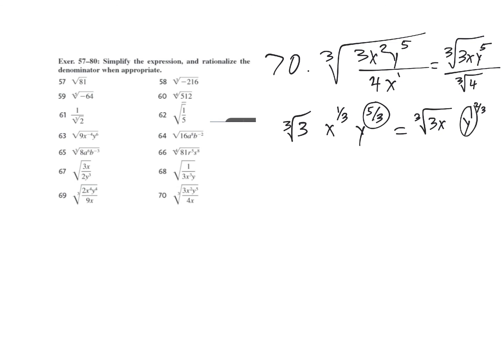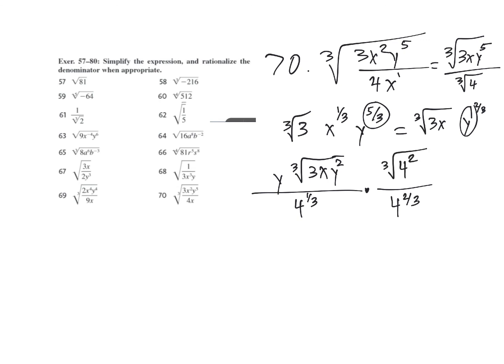So the 1 means we can have 1 on the outside. So it's y cubed root of 3x. And the 3 on the 2/3 is your root. And the top number is your exponent. All over 4 to the 1/3. Now we can rationalize the denominator by multiplying by 4 to the 2/3. And I'll write it like this in the top.